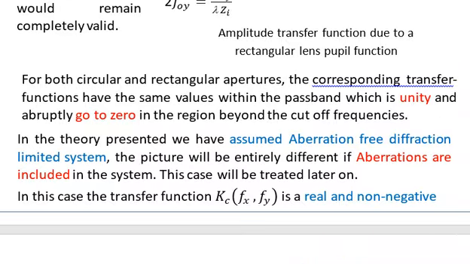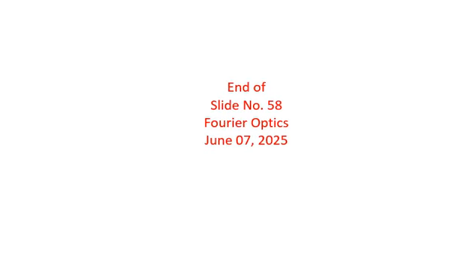In the theory presented, we have assumed an aberration-free, diffraction-limited system. The picture will be entirely different if aberrations are included in the system. This case will be presented later on. In this case, the transfer function Kc as a function of fx, fy is a real and non-negative quantity when there are no aberrations. So this is the end of slide number 58.